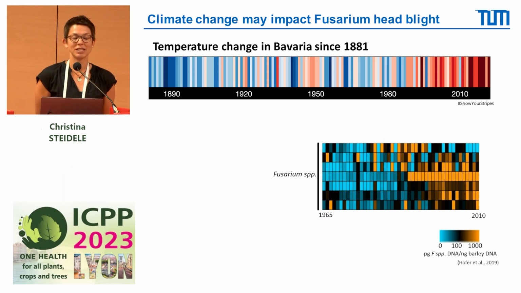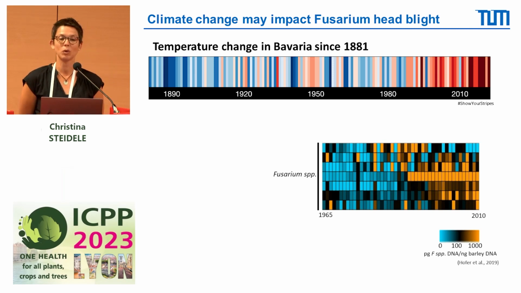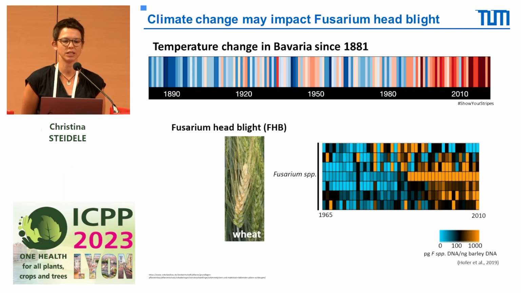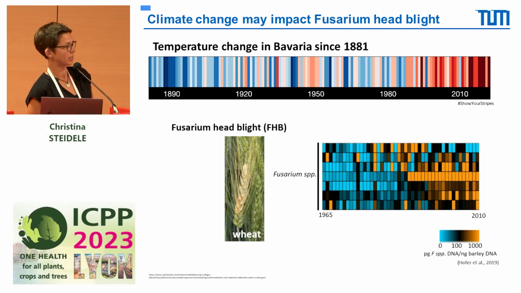And more or less at the same time, we also observe in different barley samples from Bavaria an increase in the amount of Fusarium DNA contamination. Here we quantified the amount of fungal DNA in different seed samples from different years. And as we've already heard earlier, Fusarium is the cause of Fusarium head blight disease in cereals like wheat, but also in barley, which you do not see on that slide.